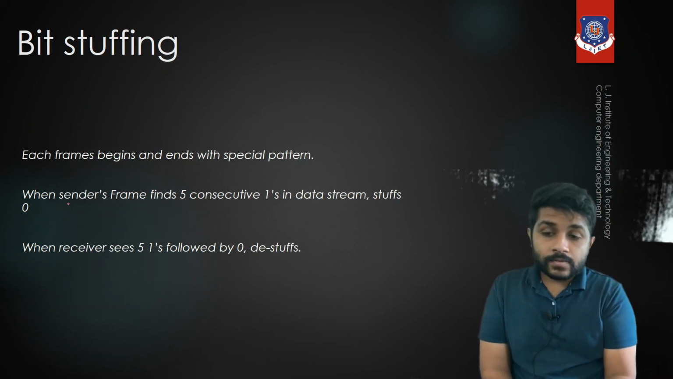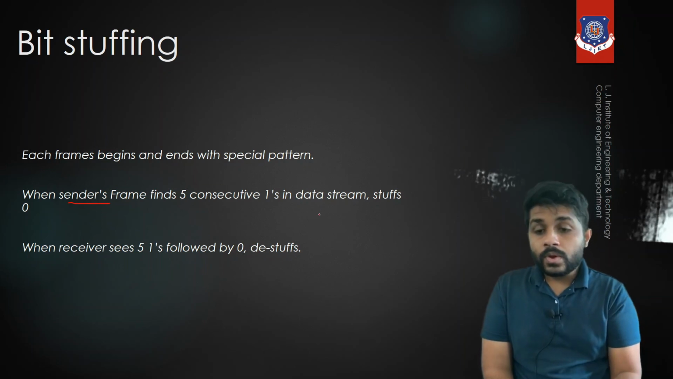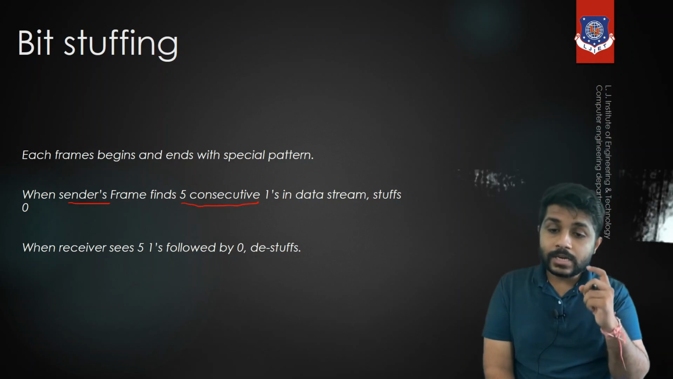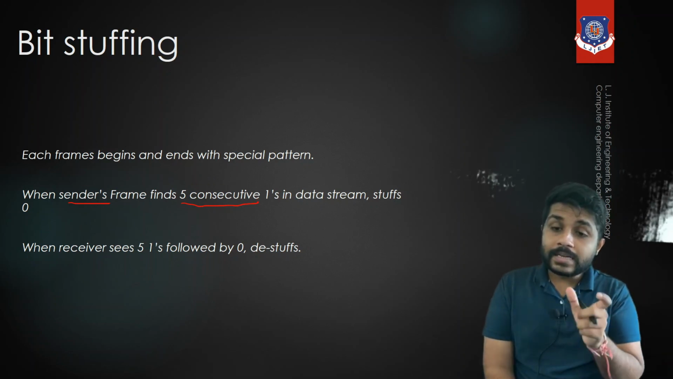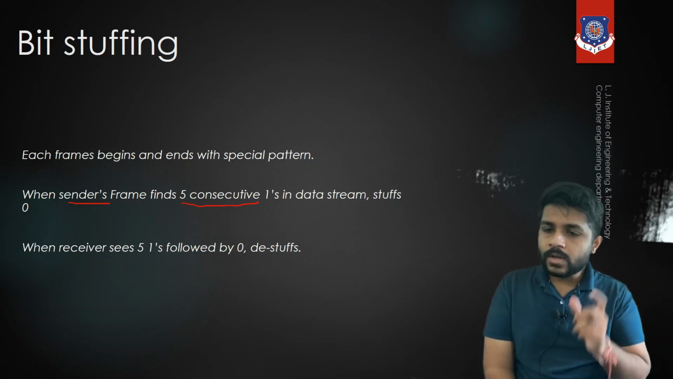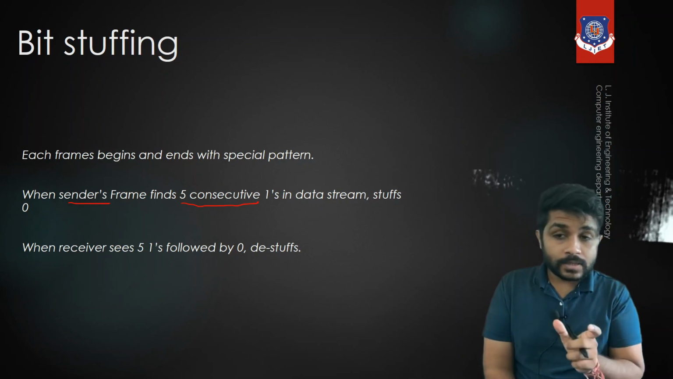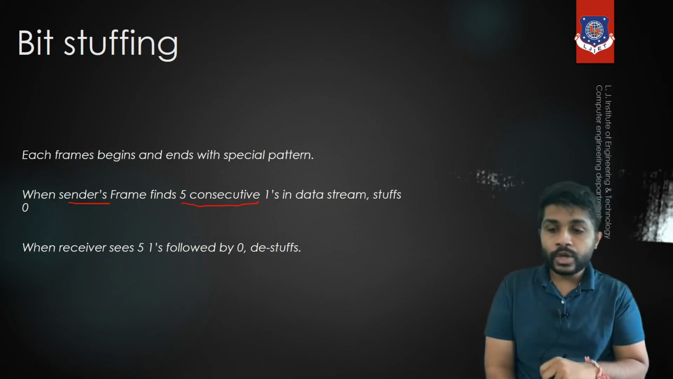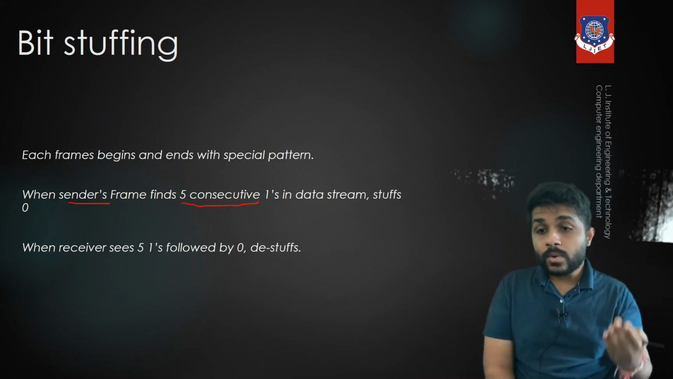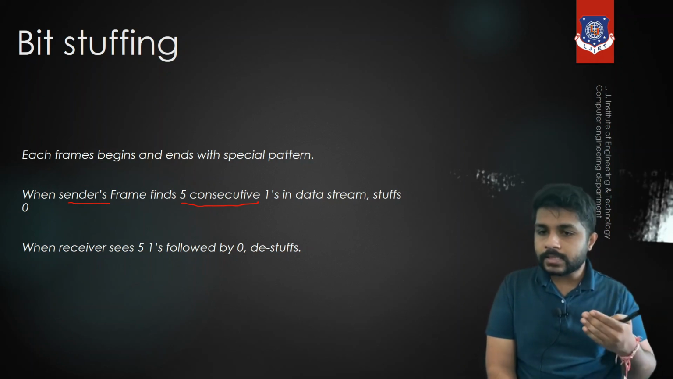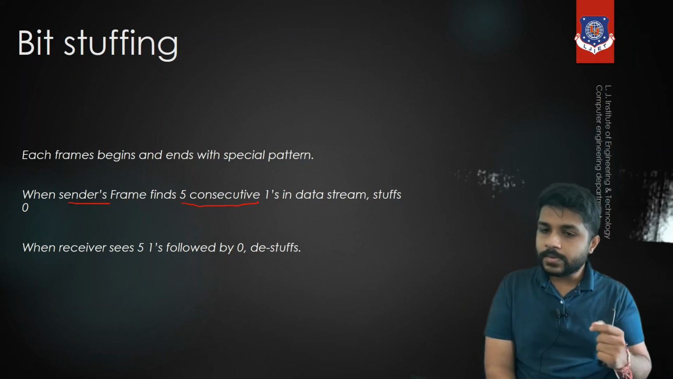When the sender finds that there are 5 consecutive ones in the frame, the sender will add an extra 0 just after the 5 consecutive ones. So the function of the sender is fixed. What is the function of the sender? When the sender finds 5 consecutive ones in the frame, it will stuff an extra 0 after the 5 consecutive 1s. Okay? What will the receiver do when it finds 5 consecutive ones in the frame? When the receiver finds 5 consecutive ones in the frame, it will remove the 0 from the frame.